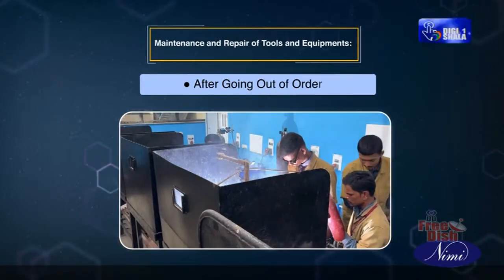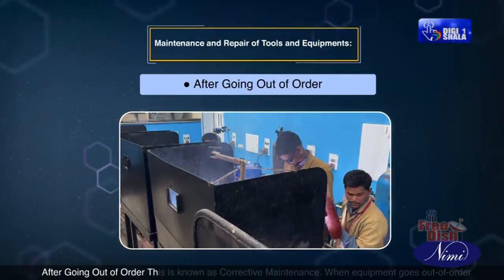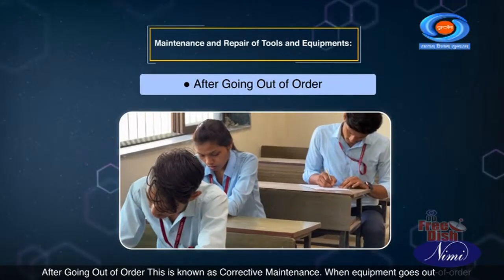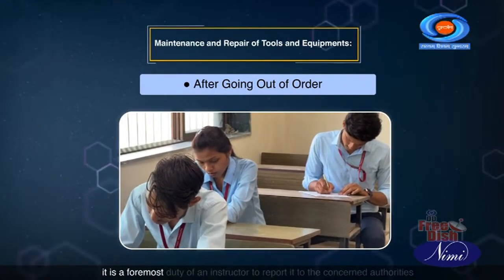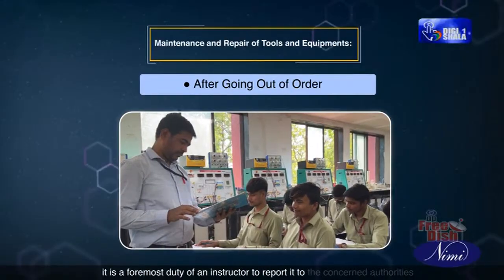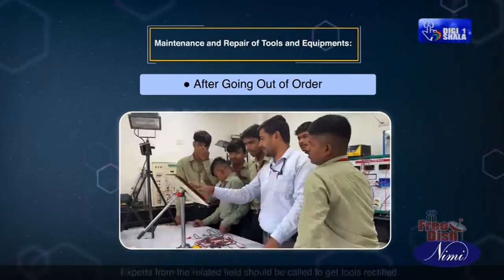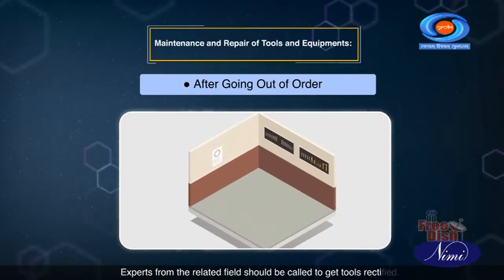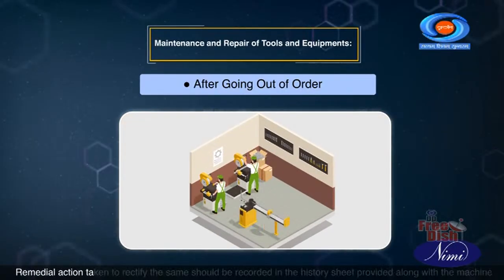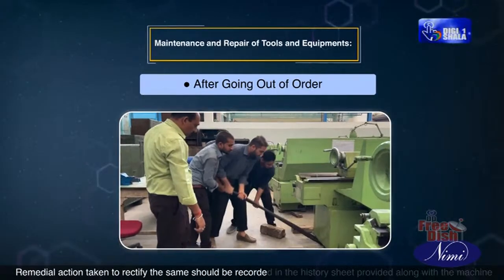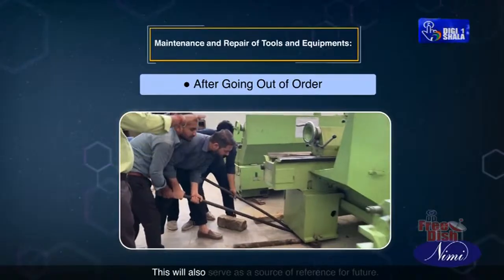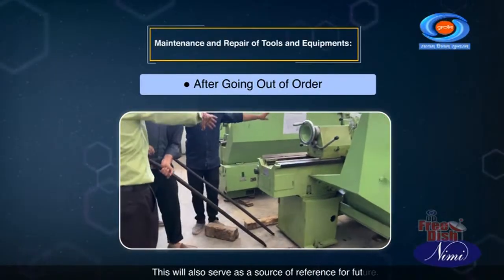After going out of order: this is known as corrective maintenance. When equipment goes out of order, it is the foremost duty of an instructor to report it to the concerned authorities. Experts from the related field should be called to get tools rectified. Remedial action taken to rectify the same should be recorded in the history sheet provided along with the machine. This will also serve as a source of reference for the future.